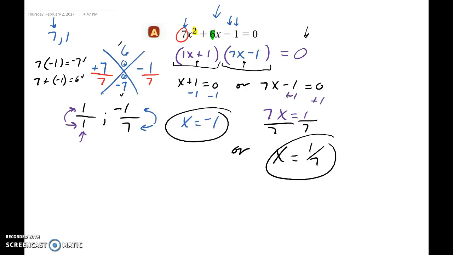All right, now we're going to do this problem again. So I'm going to erase this real quick, and we're going to do this problem again, but using the quadratic formula. All right, so I'll write the answers over here. So x is equal to negative 1 or 1 over 7. So you can see that we get the same answers regardless of which way we do it.